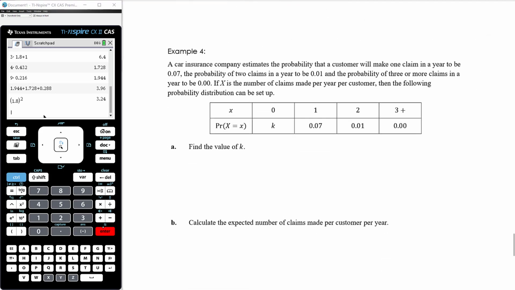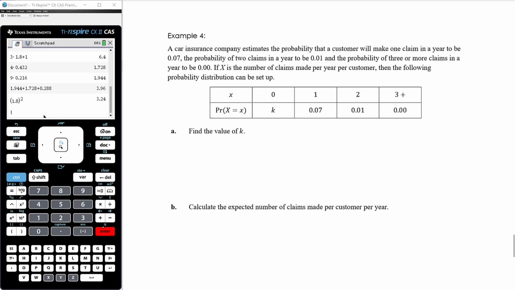Alright, example 4, I think this is the last one for this video. A car insurance company estimates the probability that a customer will make 1 claim in a year to be 0.07, the probability of 2 claims in a year to be 0.01, and the probability of 3 or more claims in a year to be essentially 0. It's so unlikely it's not worth taking into the calculations.